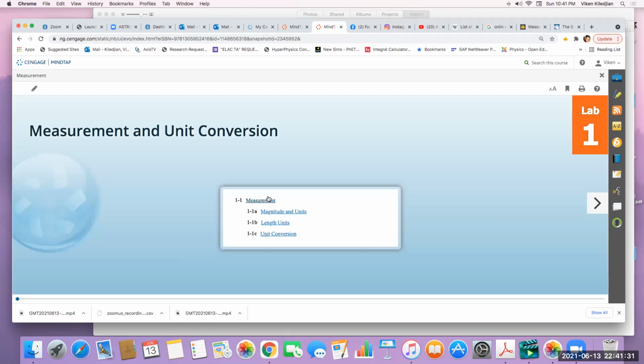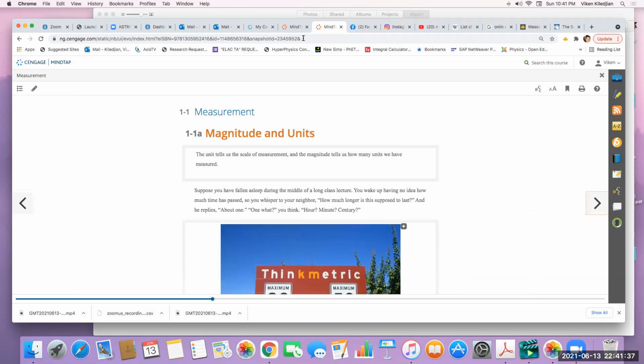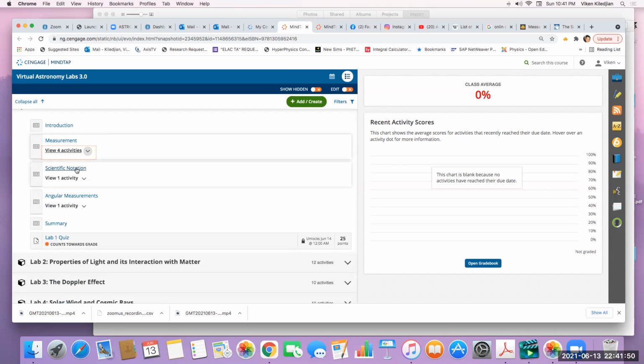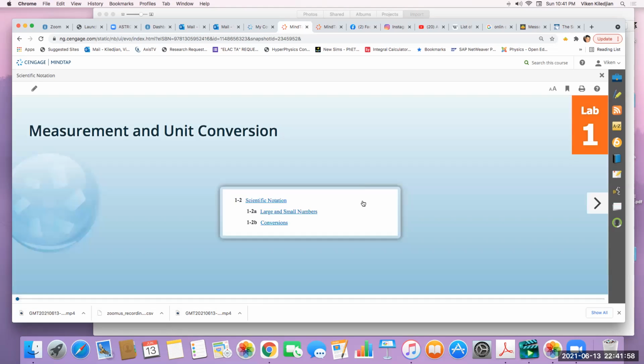the other way to do is, no, I think it takes you back. I think the best way to do it is just to have this open. And then once you're done with that, then you can go like that and then go to the next unit. Scientific notation. Yeah, then it opens up another browser. So scientific notation.